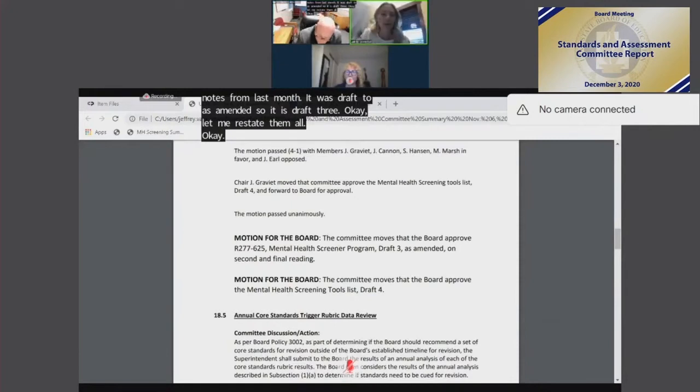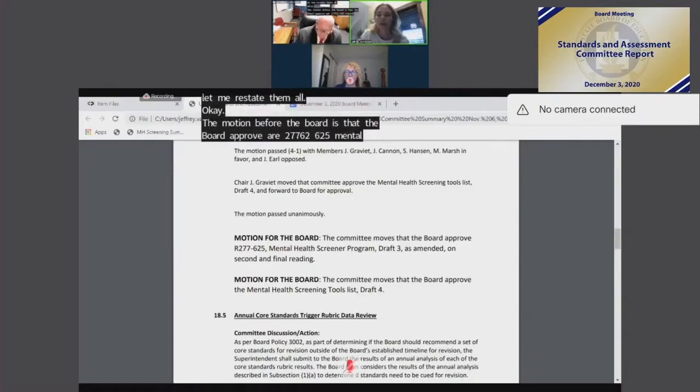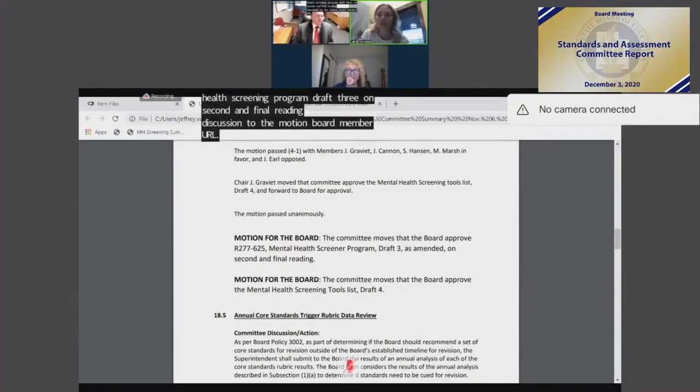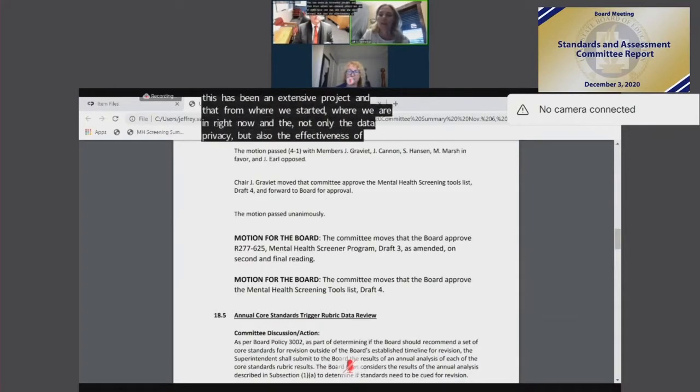I just want to mention that all the individuals that worked on this, it has been an extensive project, and from where we started to where we are right now, not only the data privacy, but also the effectiveness of these tools has been greatly enhanced, and the information that's available for the public, for educators, as well as for parents is once again greatly enhanced. I won't be voting for this. Philosophically, I think we should be going in a different direction. I know there are needs in our schools, and we have a need for counselors, but the screening of all children for these behaviors, I think we could be increasing instead of decreasing what we're trying to prohibit here. I'm just explaining my vote.